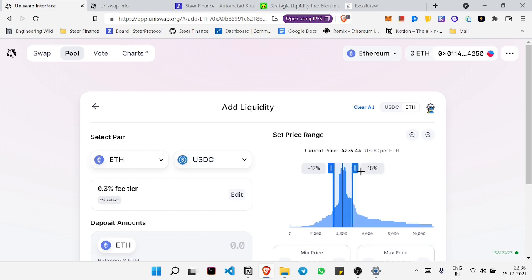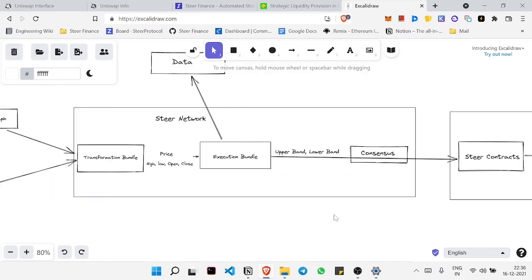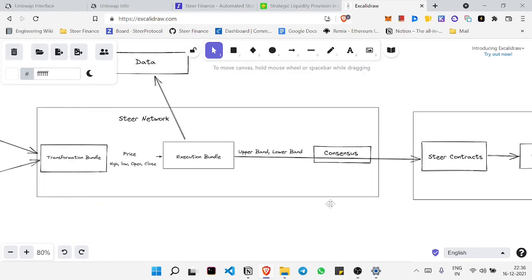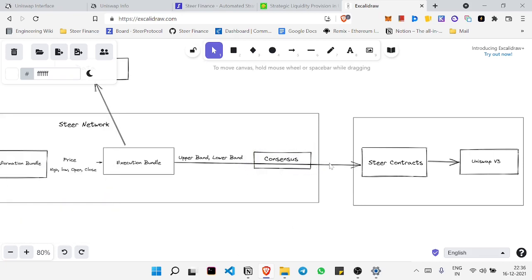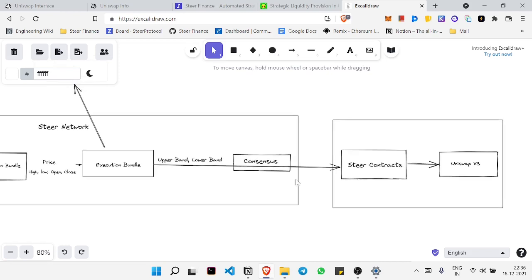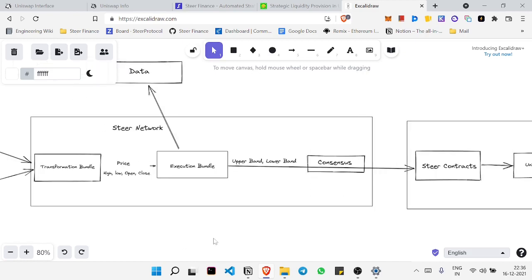This upper band and the lower band then goes through a consensus in this STN network, and if the consensus is approved and the upper band and the lower band is finalized, it goes to the STIR contracts, and the STIR contracts then interact with Uniswap v3's contracts and then shift your liquidity according to what the upper band and the lower band say. And that's actually it. This is how a strategy is executed on the STIR protocol.